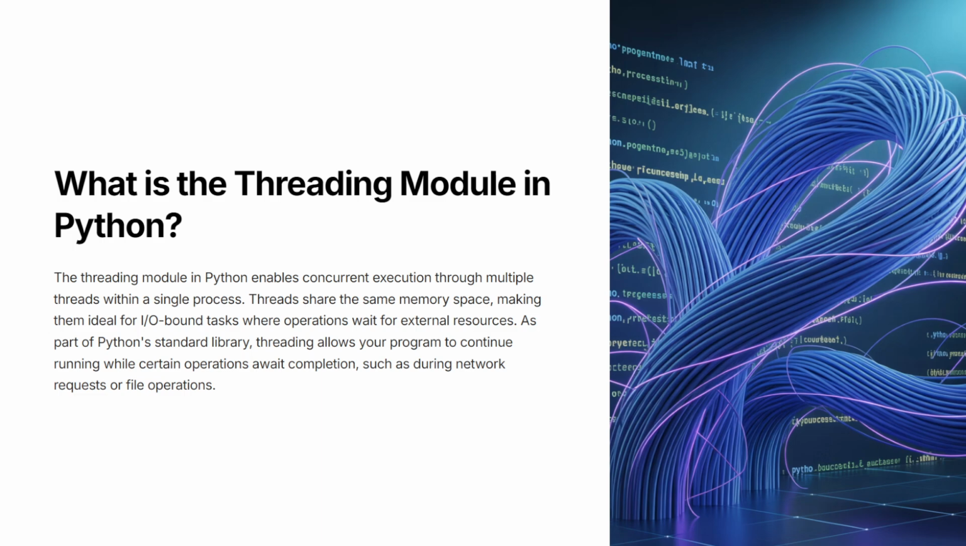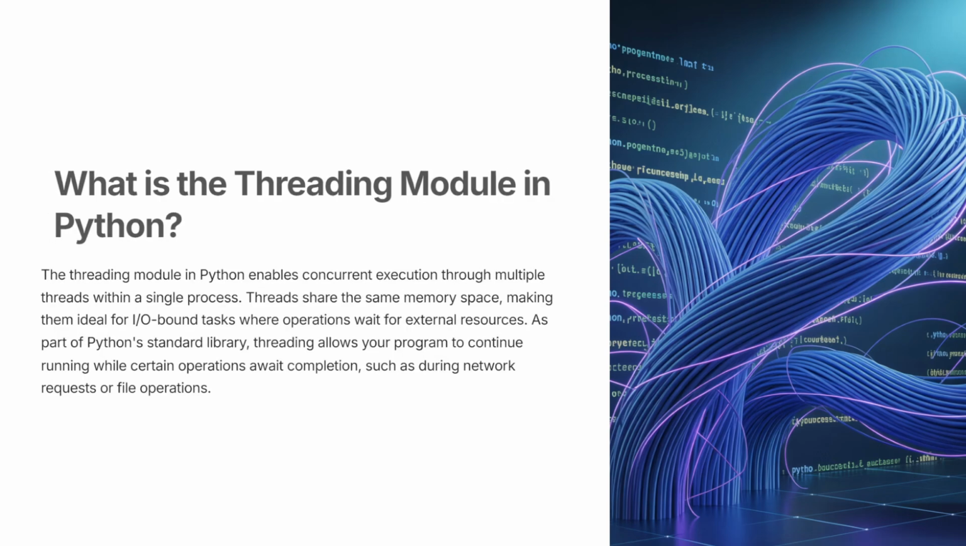So the threading module in Python actually enables concurrent execution through multiple threads within a single process, and threads share the same memory space, making them ideal for input-output bound operations, where operations wait for external resources. As a part of Python's standard library, threading allows your program to continue running while certain operations await completion, such as during network requests or file operations.